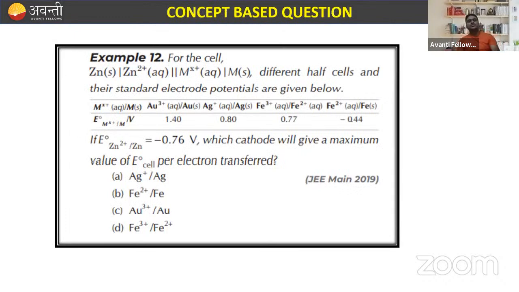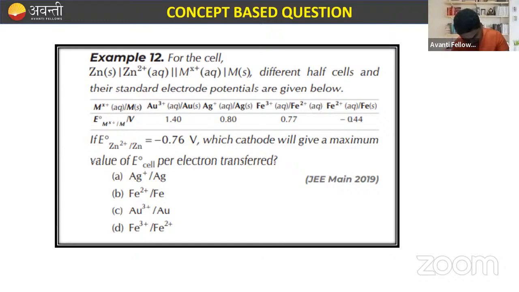Okay, so let's see some questions related to this so that you can easily understand. This is example number 12. For the cell Zn | Zn2+, the representation is given, with zinc having a potential of minus 0.76 volt. Which electrode will give the maximum value of EMF per electron transfer? Out of the following, Au3+ | Au, Ag+ | Ag, Fe3+ | Fe2+, and Fe2+ | Fe, you have to identify which will give the maximum value.